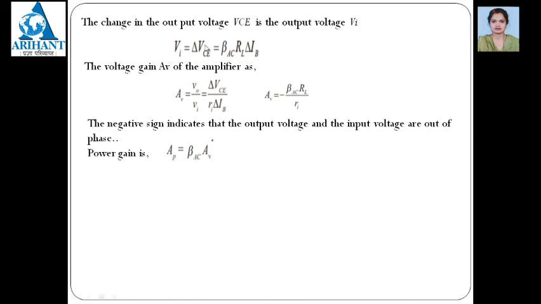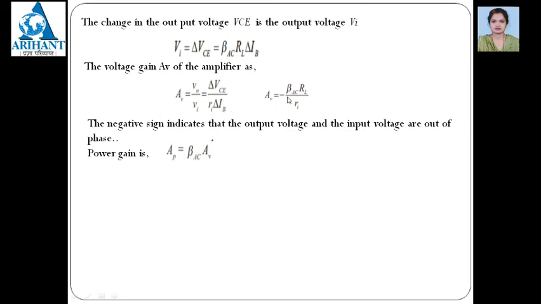The change in the output voltage VCE is the output voltage V0. Hence V0 is equal to delta VCE. This change is happening because of the input, so it can be equated to beta AC, the amplification factor, into the load resistance RL into the base current change, delta IB. We can consider all these terms to find the voltage gain. Voltage gain is output upon input, so V0 upon Vi. For V0 we have delta VCE, and Vi is equal to the input dynamic resistance Ri into the change in the input current, delta IB.